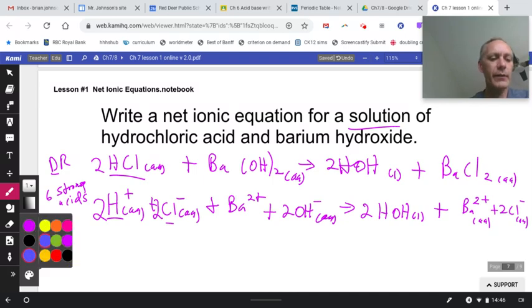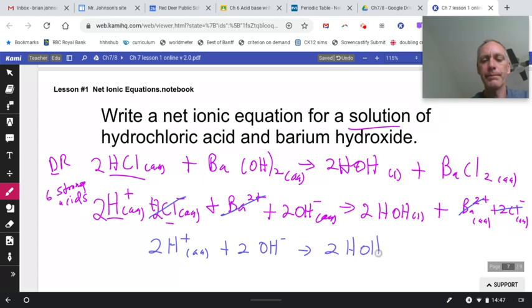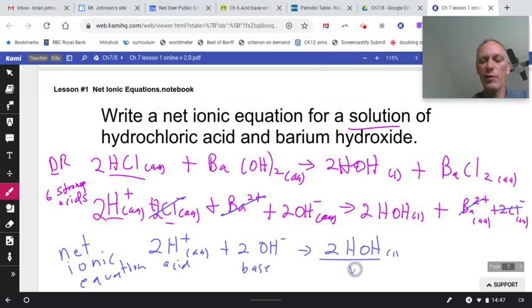Okay, spectator ions. Barium 2 plus is gone. 2Cl minus is gone. Wow, isn't that interesting? This is a classic acid-base neutralization. The two acidic protons react with the two basic hydroxides to give water. There is your net. It's not really in, well, it's kind of ionic. Yeah, it is. It's got two ions in it. Net ionic equation. The acid reacts with the base to give neutral water. Cool.